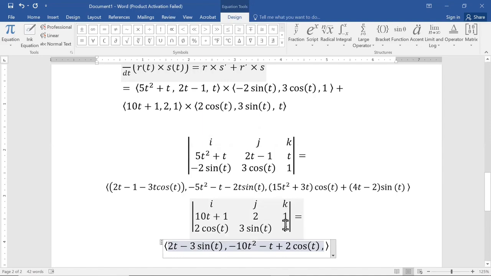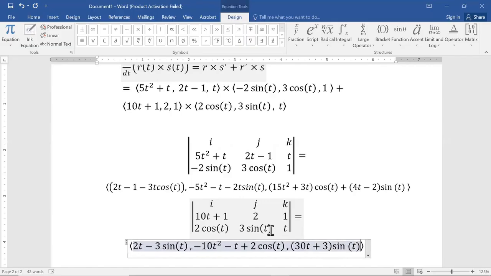And then my z component, again, cancel out the column of k and the row of k. We're going to get 10t plus 1 times 3 sine t. I'm going to write that as 30t plus 3 quantity times sine of t, minus 2 cosine t times 2. That's minus 4 cosine of t.